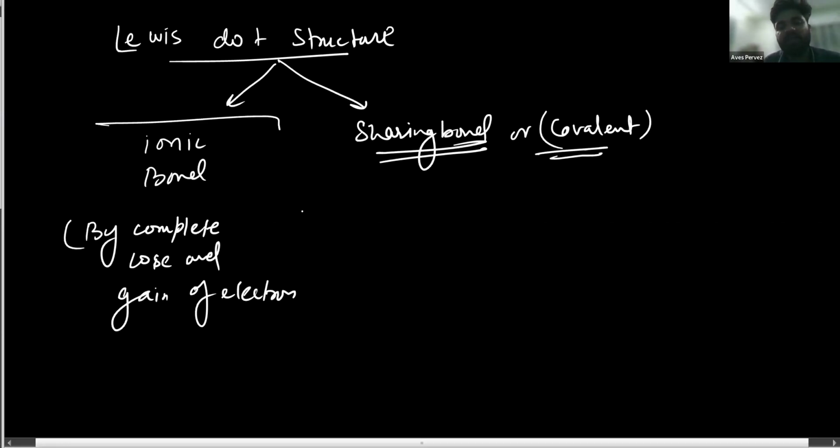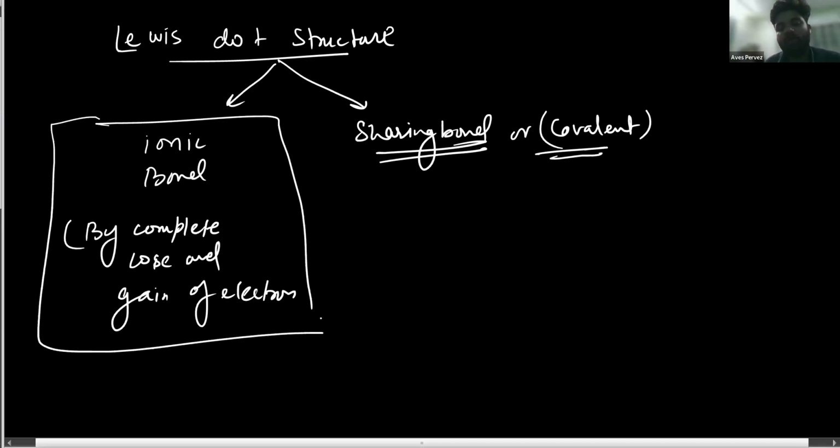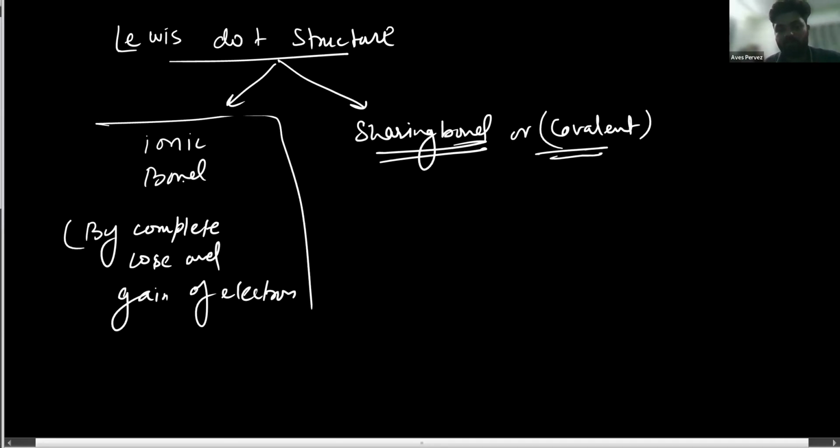Now we're going to discuss the ionic bond. Ionic bond is the bond that is formed between metals and non-metals. It is the bond that is formed between positively charged ions and negatively charged ions, or it is the bond that is formed by completely losing or completely gaining. Let me explain you. For example, if I'm having sodium chloride, the structure of sodium chloride.